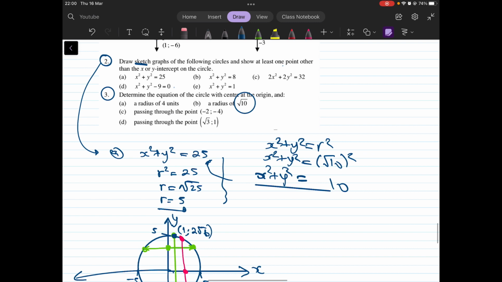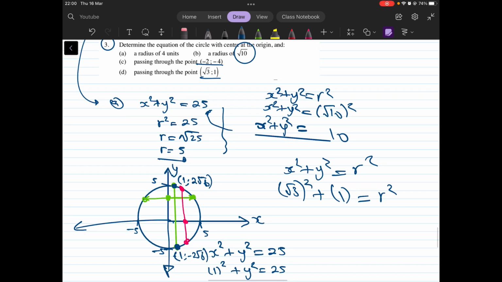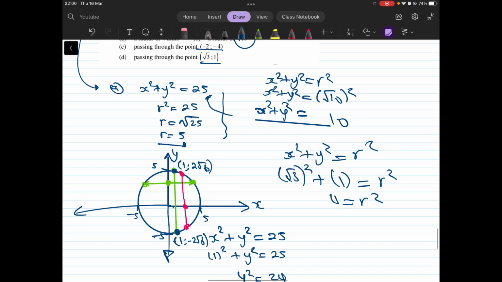And then for C and D, they give you points which are on the circle. So you still use the same format. If they give you a point, you just need to substitute that point. For instance, you can substitute this one, root 3, square that, and then its y value is 1. Then it gives you what your r squared equals. This is 3 plus 1, which is 4. That equals your r squared. Therefore, the equation is given by this, equals r squared, which is 4. Then you are done with the equation.